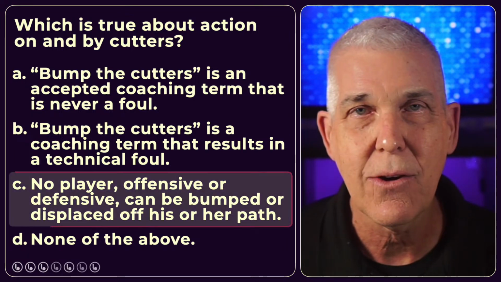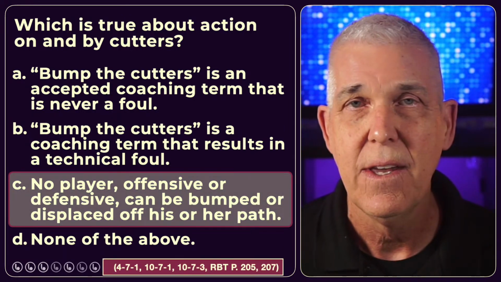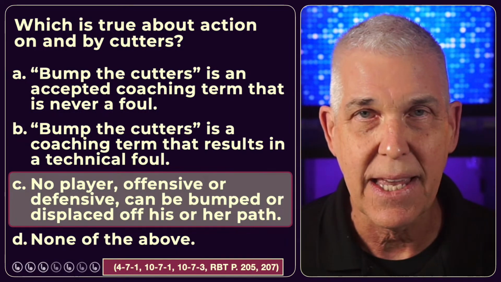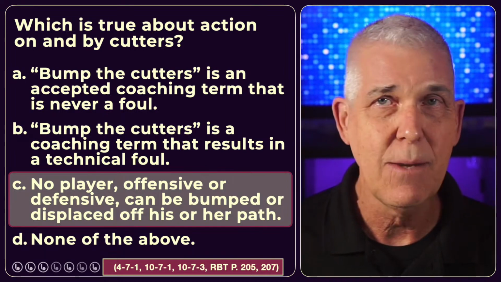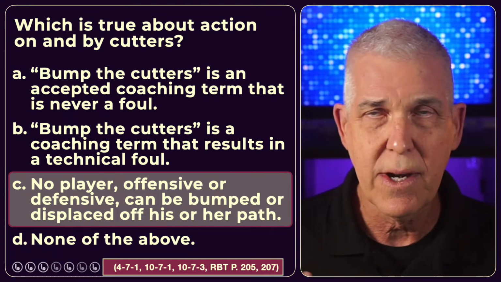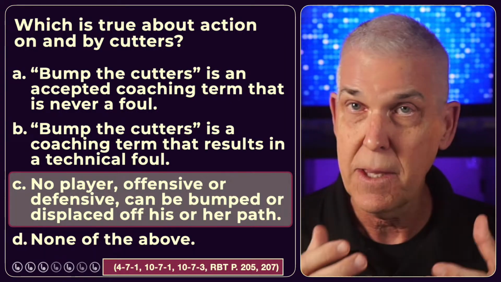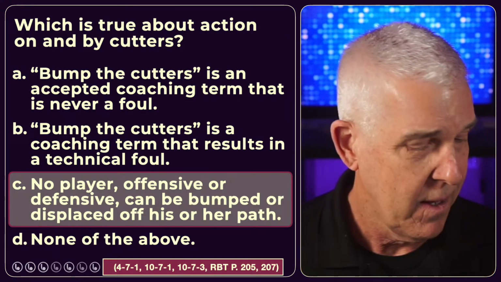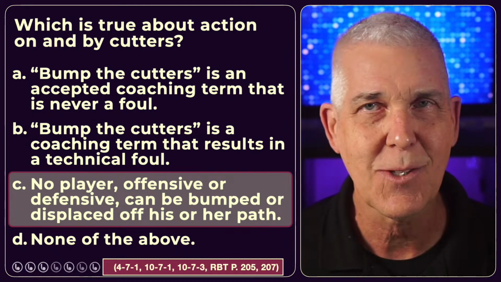So our correct answer here is C. No player, offensive or defensive, can be bumped or displaced off his or her path. These are great fouls to get early in the game. If teams running an offense where players are running through the lane and the defense is, essentially bumping them off of that path, clean the game up. Put a whistle on it, ref. Come on, next question.